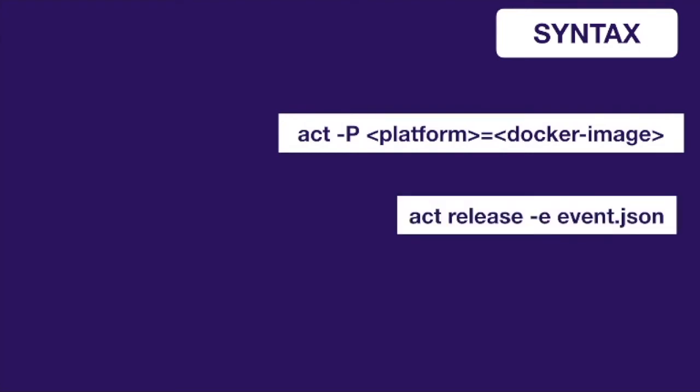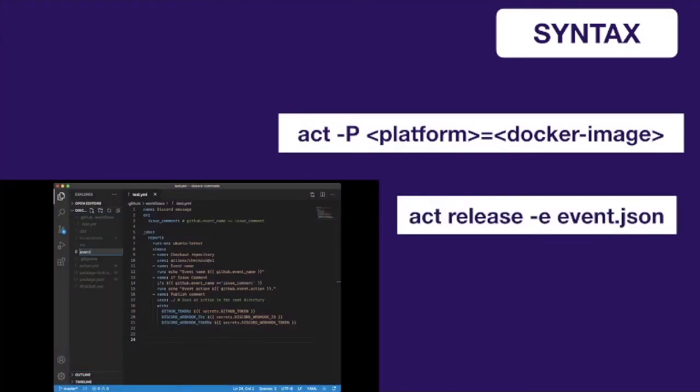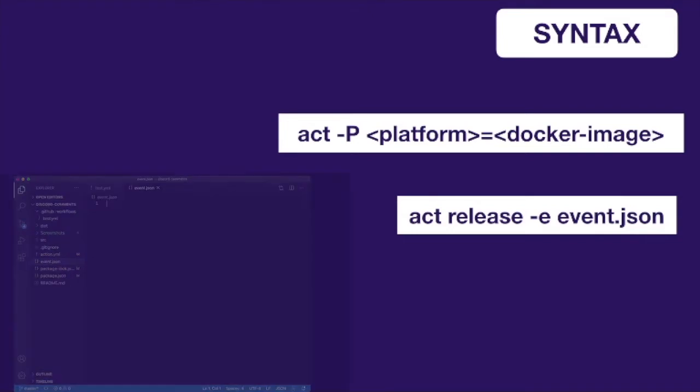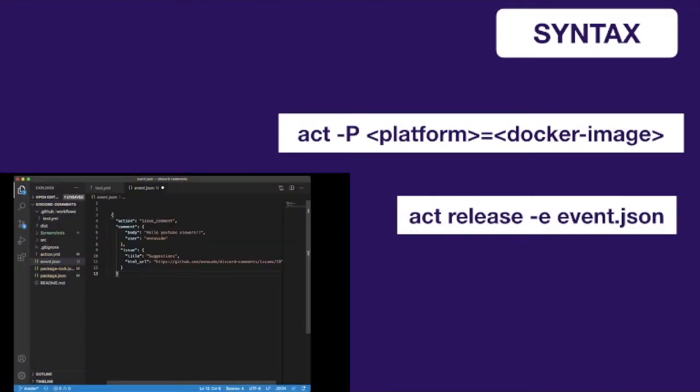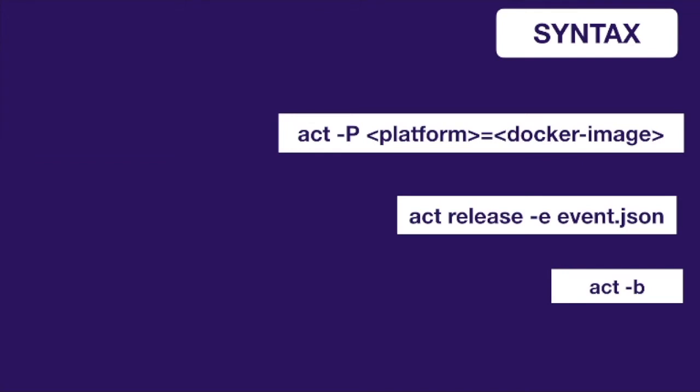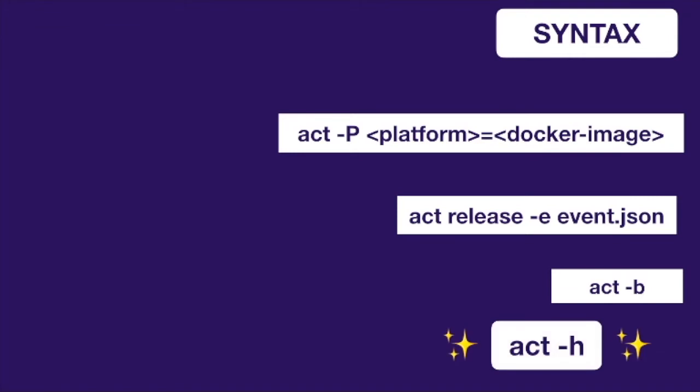Payloads are specific to each event, and that's why Act lets you specify your own JSON file. You only need to copy those fields you're going to need for your action. In order to speed up the process of installing the dependencies, you can use the -b option. To learn more, use the help command as usual.